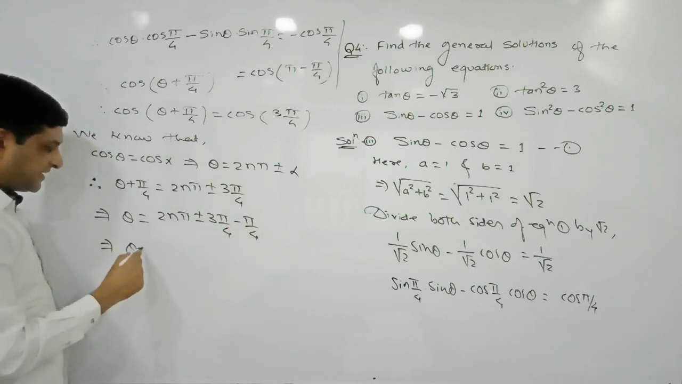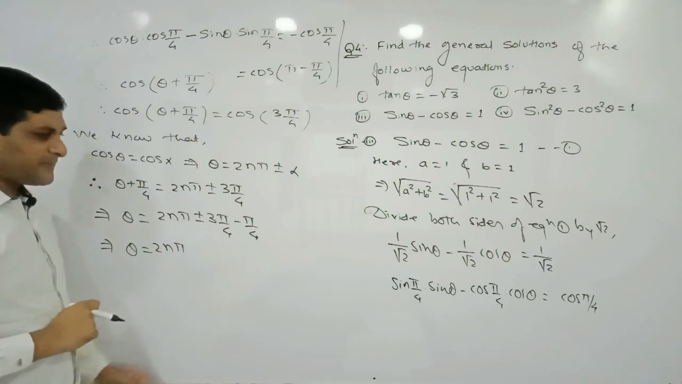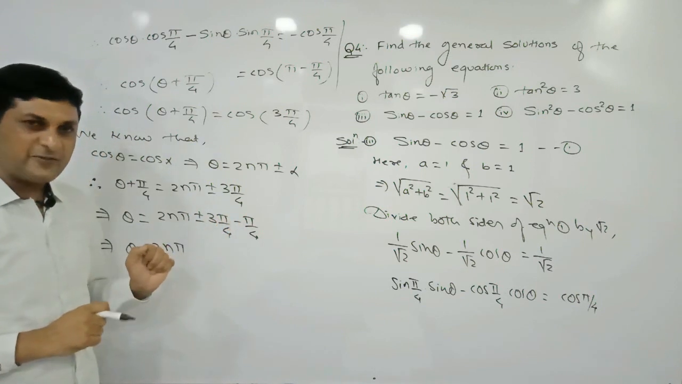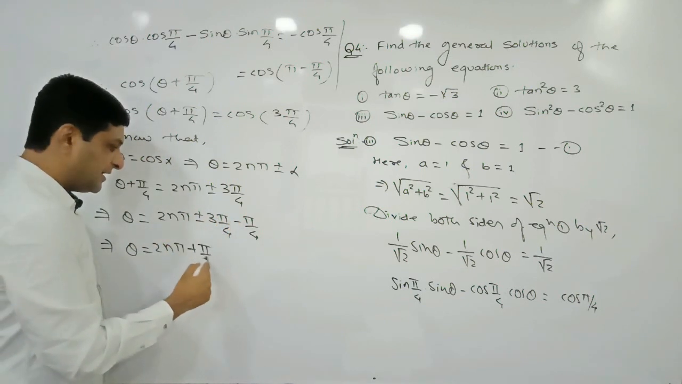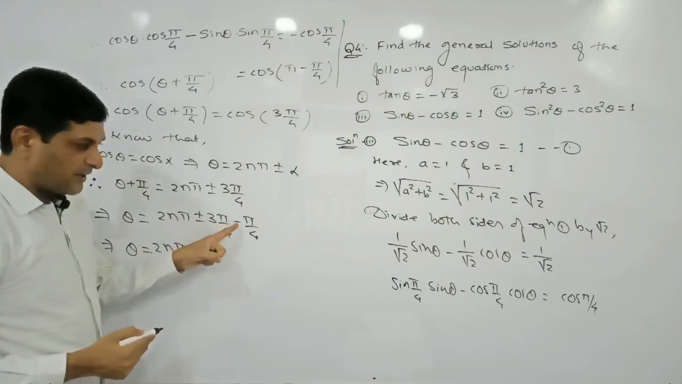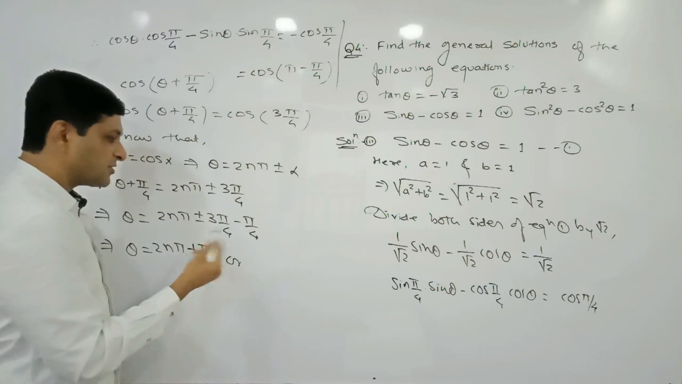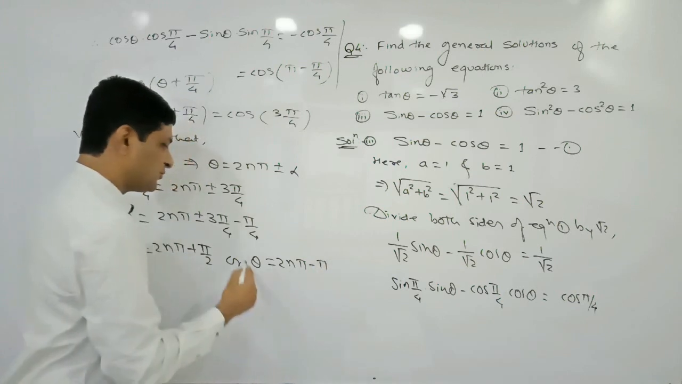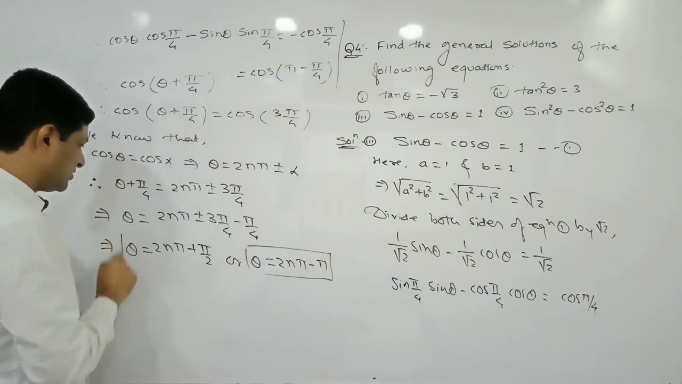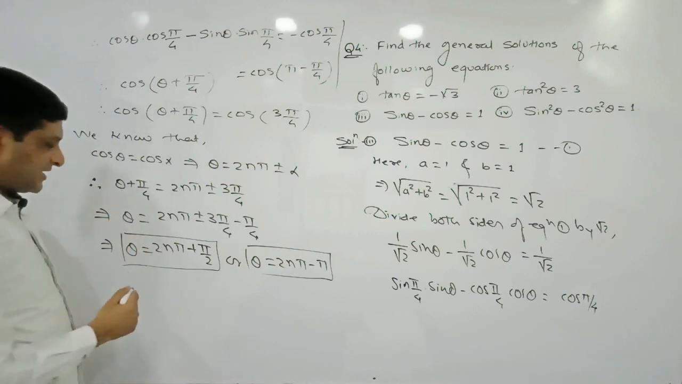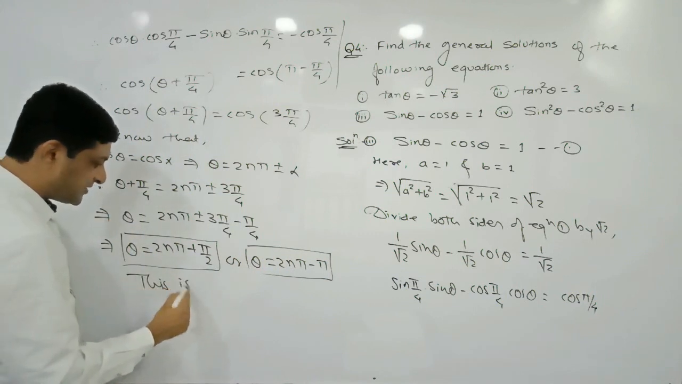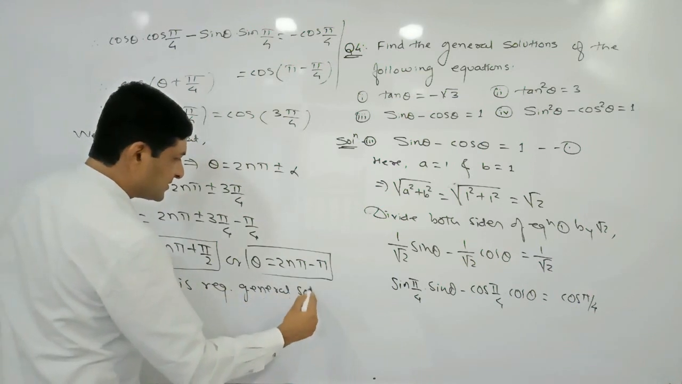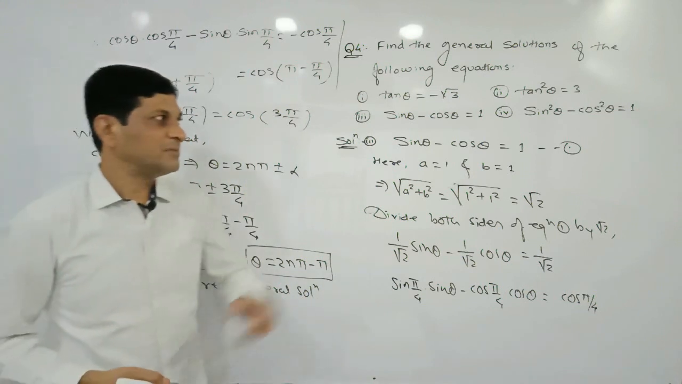This implies that theta is equal to 2n pi. If I am considering first plus, so plus 3 pi by 4 minus pi by 4 will be equal to how much? Pi by 2. And here minus 3 pi by 4 and minus pi by 4 will be equal to what? Minus pi. So theta is equal to 2n pi minus pi. In this way we have got our required general solution of the given trigonometric equation. In this way we have got the general solution of this third trigonometric equation.